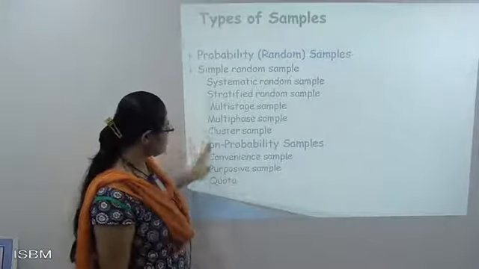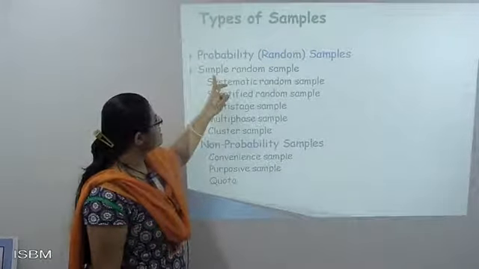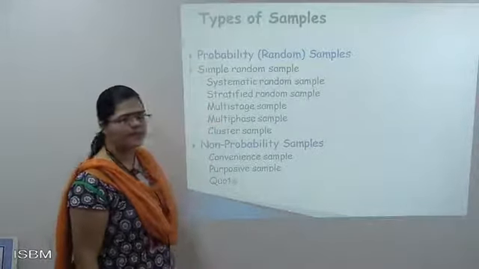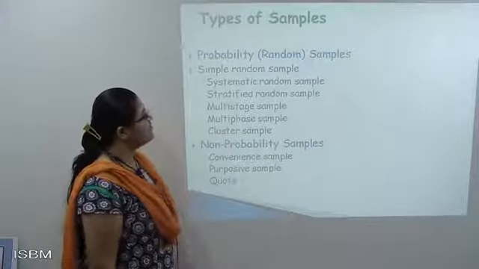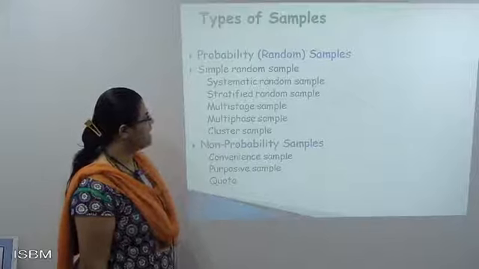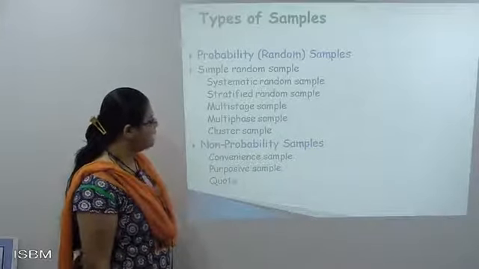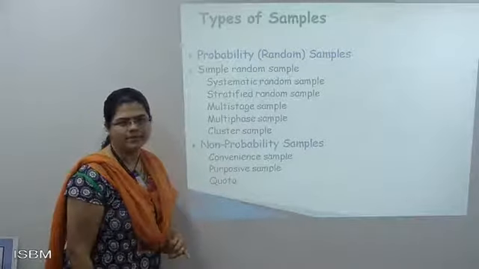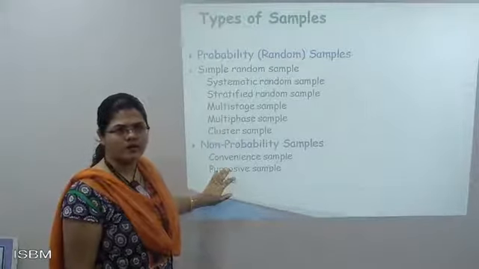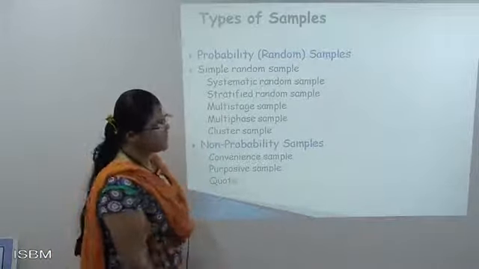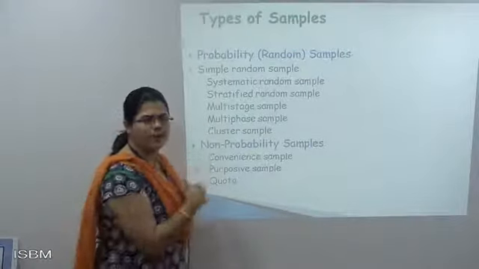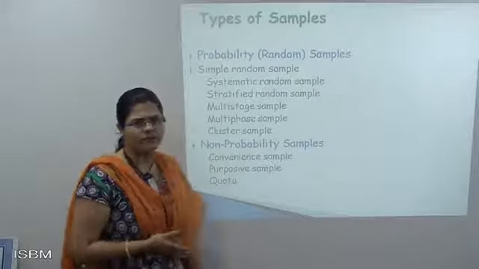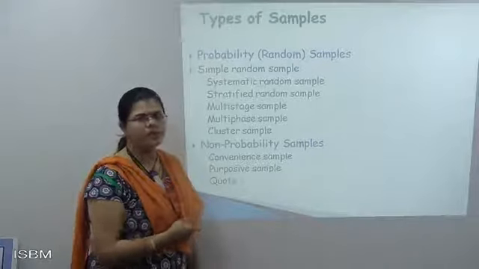So now we'll move into the internal details. First we'll go to the points: simple random sampling, systematic random sampling, stratified random sampling, multi-stage sample, multi-phase sample, cluster sample. Non-probability: convenience sample, purposive sample, and quota sample. Nowadays, whenever you want to collect data, we go into depth, and from this you get information that is more relevant for the business whenever you want to start up.